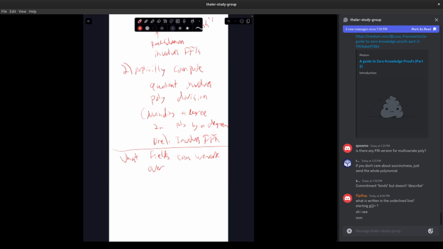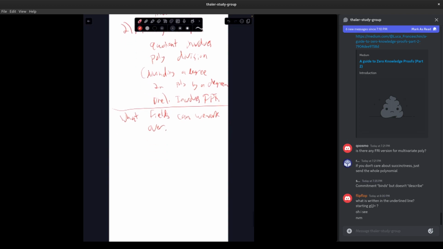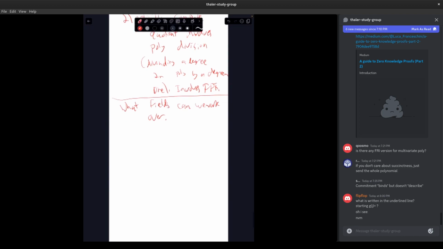And again, the limitations over the field your SNARK can work over come in from several places. It can either come in from the polynomial IOP or from the polynomial commitment scheme. So let me start with it. If you have to do FFTs, that limits the field somewhat.